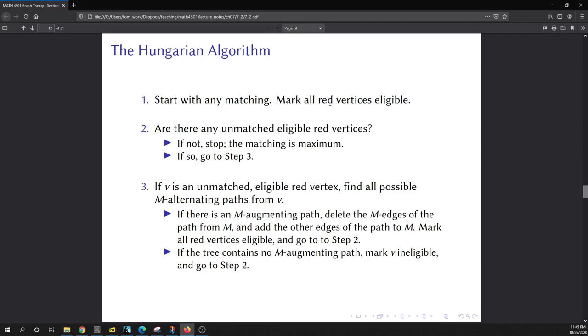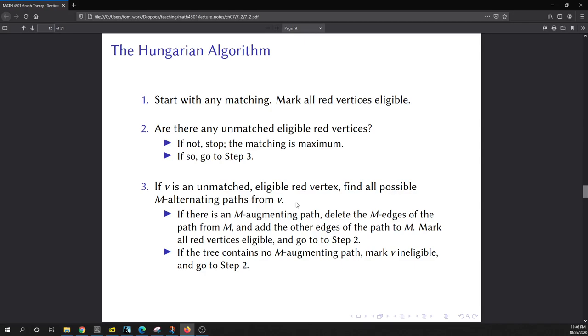All right, and so what you're going to do is mark all of the red vertices eligible. That's just a way of keeping track of the status of the red vertices, whether you've already gone through those or not. And then in step 2, you're going to ask yourself, are there any unmatched eligible red vertices? If there's not, then you've got a maximum matching. If there are unmatched eligible red vertices, then go to step 3. If you've got an unmatched eligible red vertex, then what you want to do is find all possible M alternating paths coming from that vertex. That's just like I showed you here on how to do those.